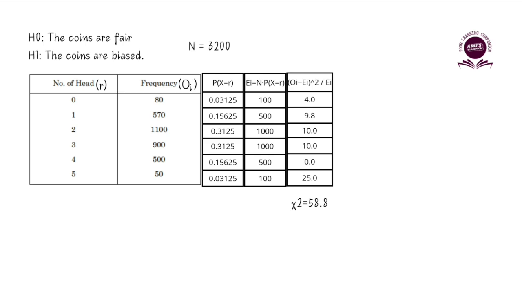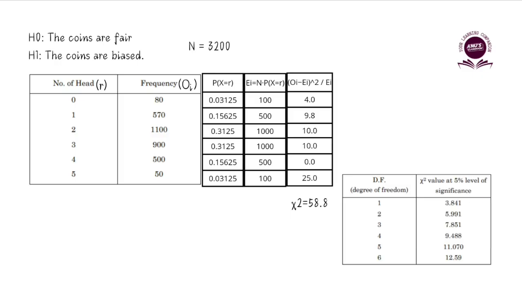Now, once we have the chi-squared test statistic, we have to get the chi-squared critical value. We have the chi-squared statistic, now we need the chi-squared critical value. To find it, we need to know the degrees of freedom, because we are given a table with the chi-squared value at 5% level of significance for various degrees of freedom. Which of these values has to be taken is what matters.